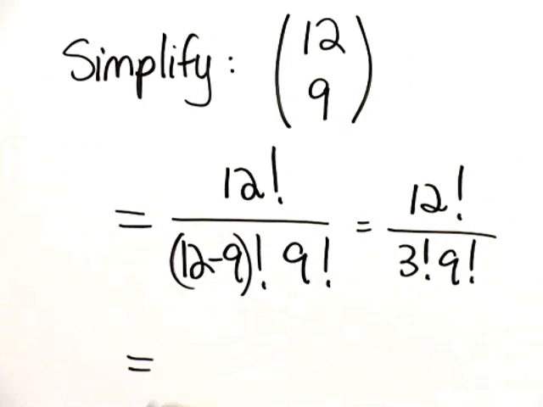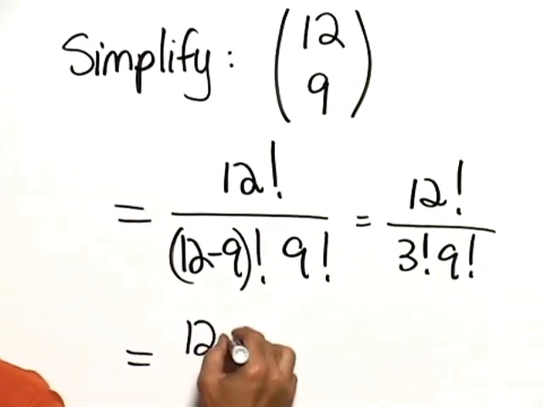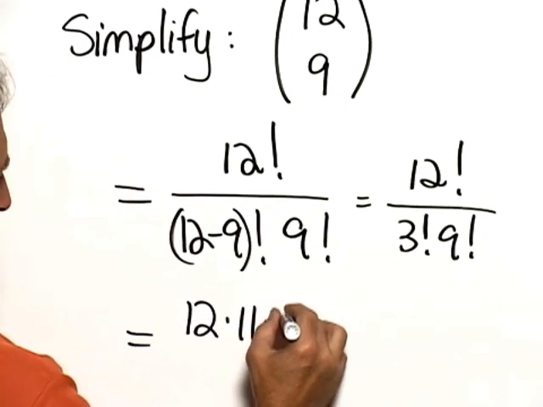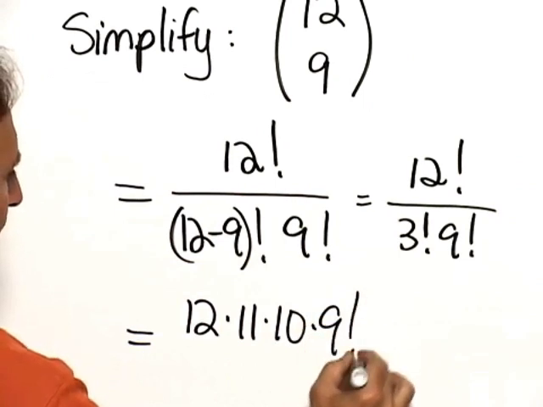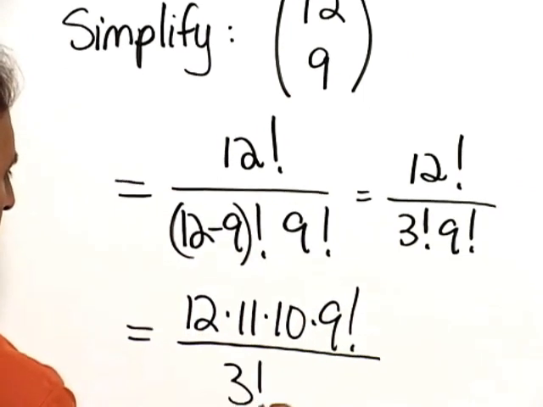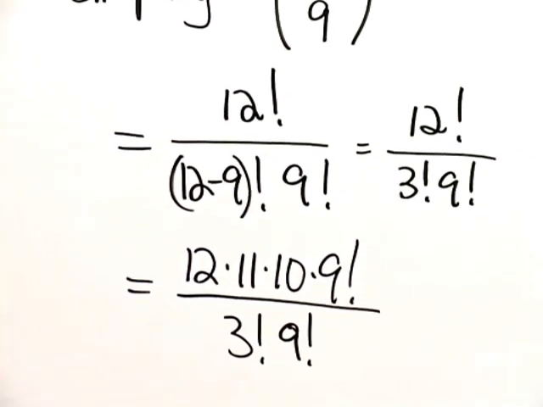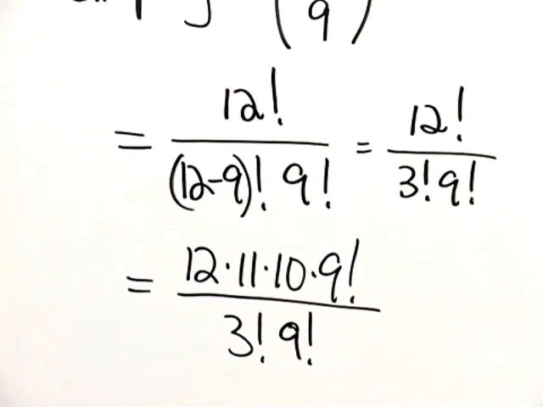And now to simplify this, let's write 12 factorial as 12 times 11 times 10 times 9 factorial. And this is over 3 factorial times 9 factorial. We can remove a factor of 1. The 9 factorials are divided by themselves. 9 factorial by 9 factorial is 1.